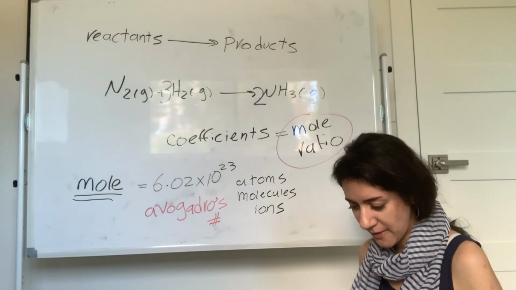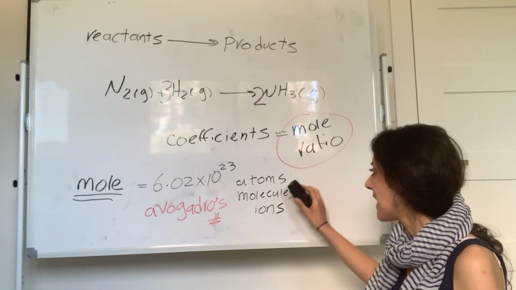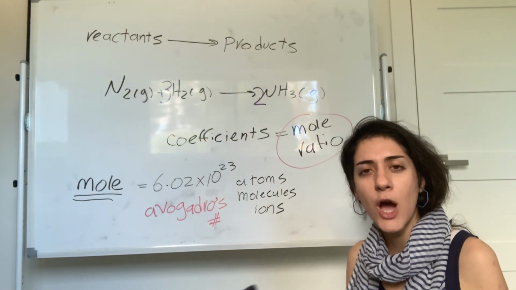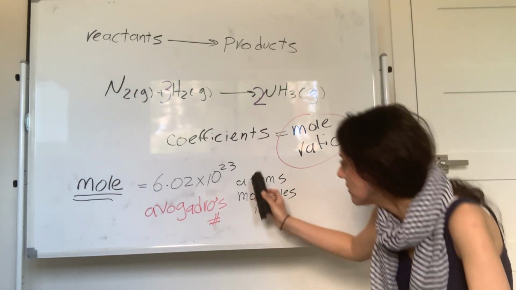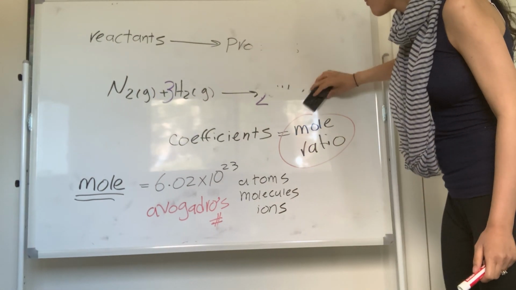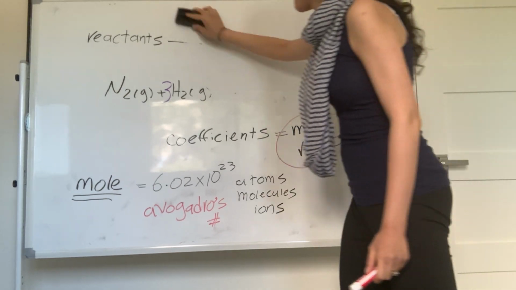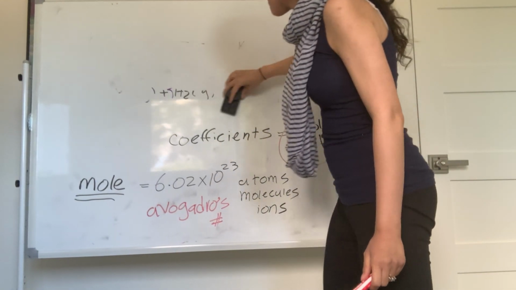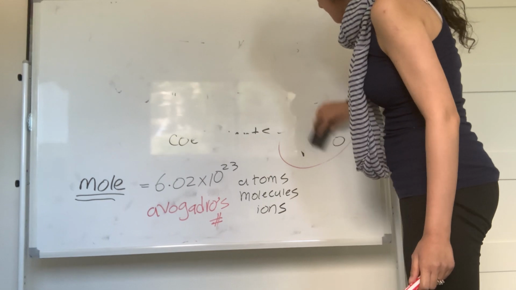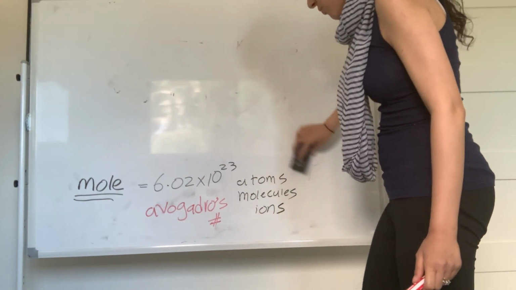So far, so good. All right, so this is mole. So 1 mole is 6.02 times 10 to the 23rd atoms, molecules, or ions. Now, I want to go over why all of those three are pretty much the same. Why can a mole be atoms, molecules, or ions? So let's go over that right now. All right, what are the coefficients again? Coefficients are the mole ratio.